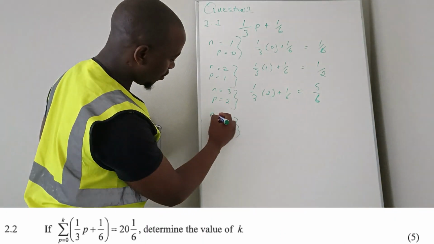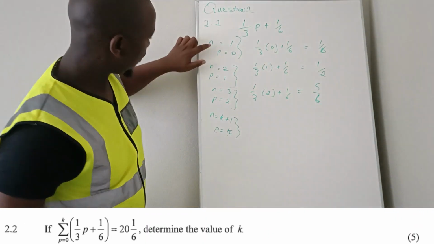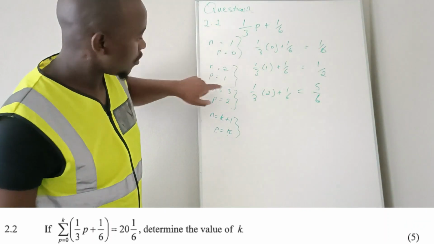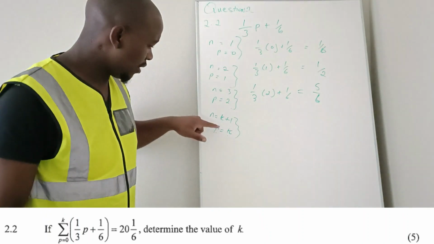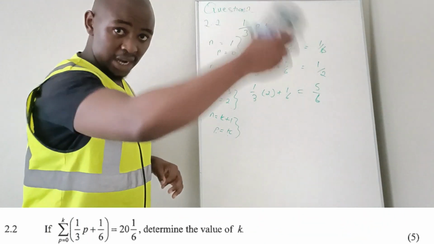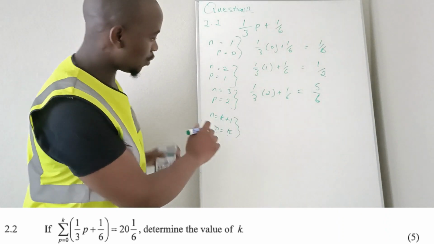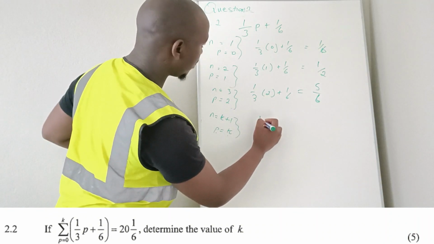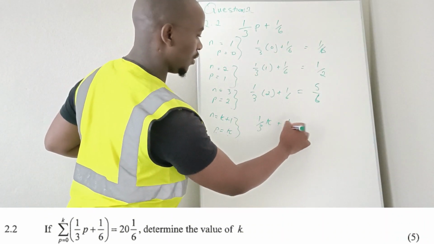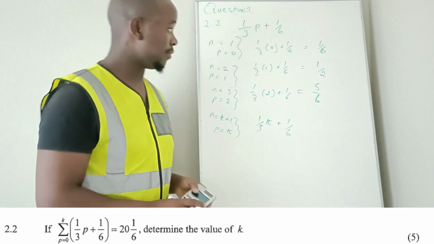So therefore n will be k plus 1. We said for the first term, p is equal to 0, second term, and so on. So for p equals k, n must be 1 more than p. So that's k equals 1. So we have 1 over 3 k plus 1 over 6. That tells us about that certain term number.